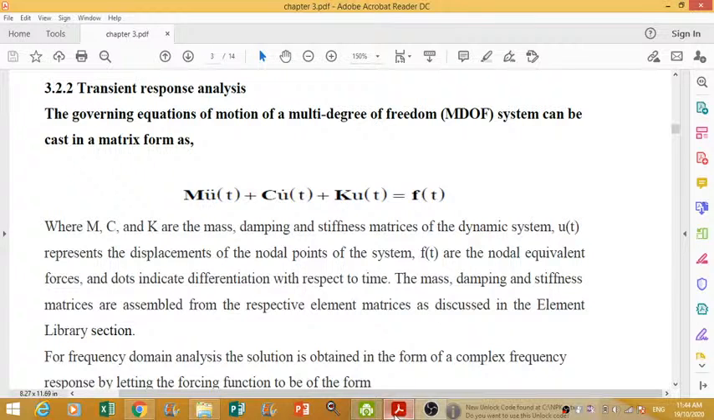Some biomedical applications, artificial hand, artificial foot, and other artificial components are designed. All robotics components must be analyzed by using transient response analysis. I am repeating, if you are doing a project on a robotic arm or any kind of artificial organ of the human body, you can use transient type of analysis.